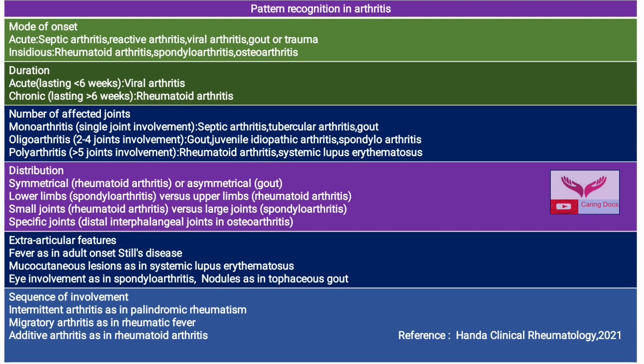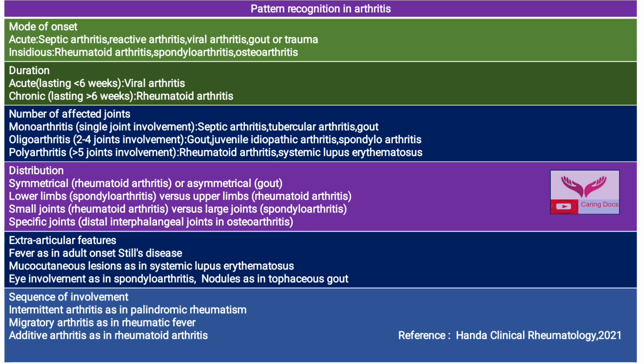It is seen in septic arthritis, tubercular arthritis, and gout. Oligoarthritis is seen in gout, juvenile idiopathic arthritis, and spondyloarthritis. Polyarthritis is seen in rheumatoid arthritis and SLE. Symmetrical distribution of arthritis is seen in rheumatoid, and asymmetrical arthritis is seen in gout. Lower limbs are usually involved in spondyloarthritis, whereas the upper limbs are involved in rheumatoid arthritis. Small joints are also involved in rheumatoid arthritis, and large joints are involved in spondyloarthritis.